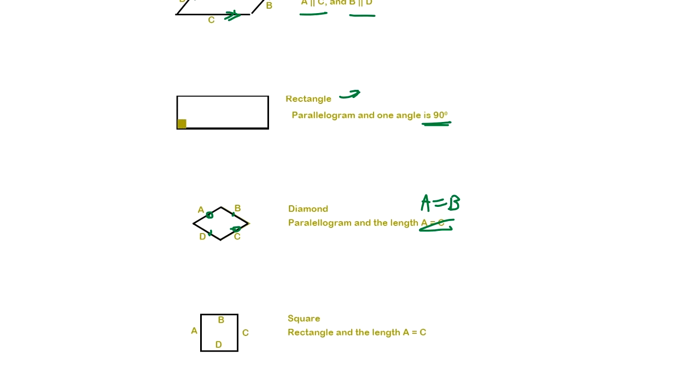And the square is a diamond with one angle of 90 degrees, right? Rectangle with equal lengths. Oh, this is another way. The square is a rectangle, but A and B are equal. Okay?